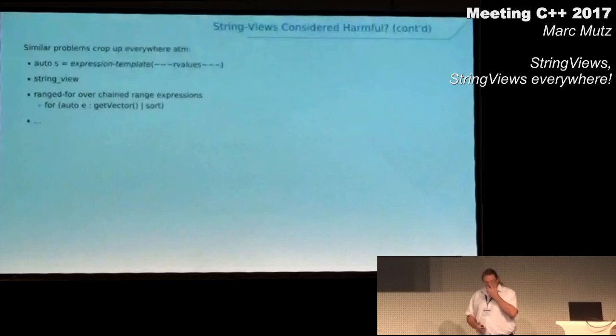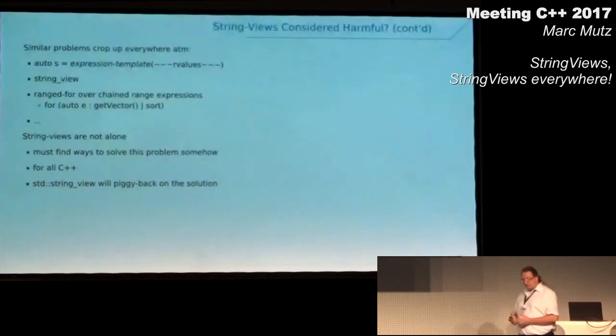You can also think about a getVector function that returns a vector, and then you use the Ranges TS to sort it with pipe syntax. And then you want to iterate over the result, and you might do it just with range-based for loops. And the same problem again: the getVector return value is destroyed as soon as the semicolon is executed, which is hidden behind the range-based for loop. And you iterate over deleted data. So this is a general problem in C++, and it needs a general solution.